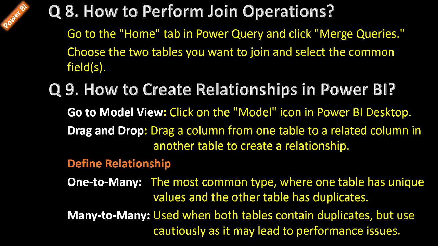Question number 9. How to create relationships in Power BI? Go to Model View. Click on the Model icon in Power BI desktop. Drag and drop. Drag a column from one table to a related column in another table to create a relationship. Define relationship. One-to-many, the most common type, where one table has unique values and the other table has duplicates.